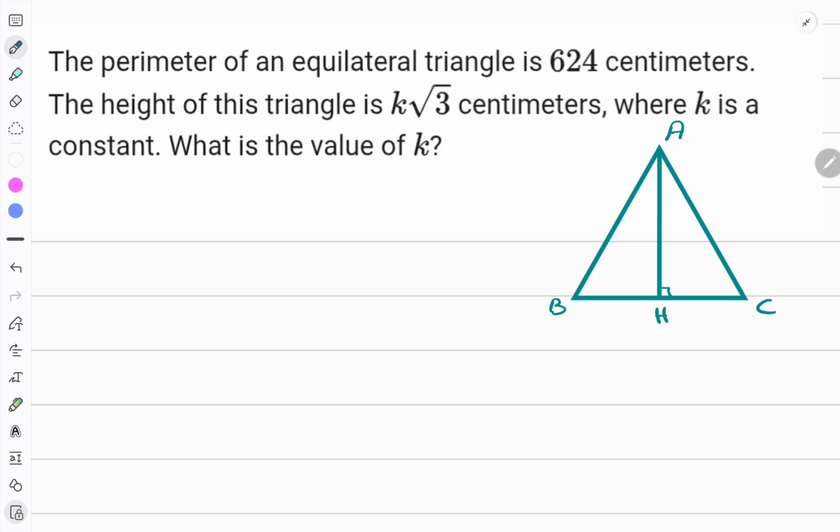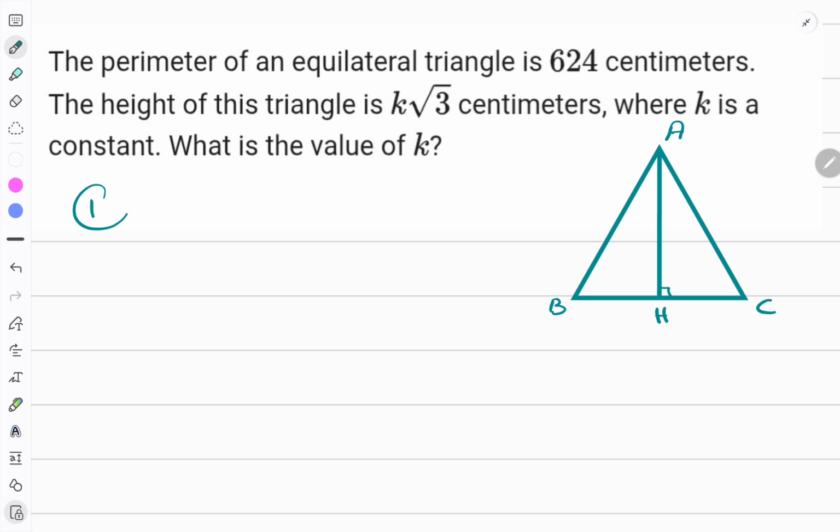The question is: the perimeter of an equilateral triangle is 624 centimeters. The height of this triangle is k square root of 3 centimeters, where k is a constant. What is the value of k? Okay, the first strategy is using Pythagoras theorem.